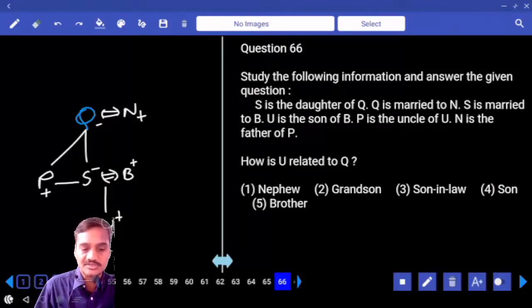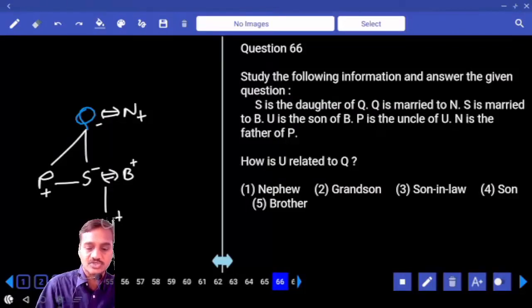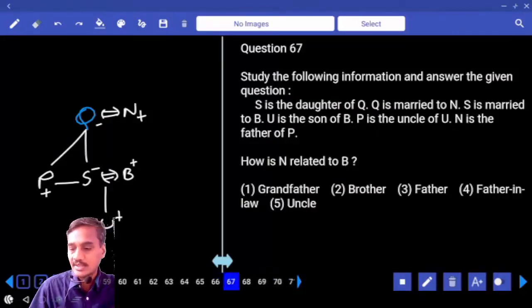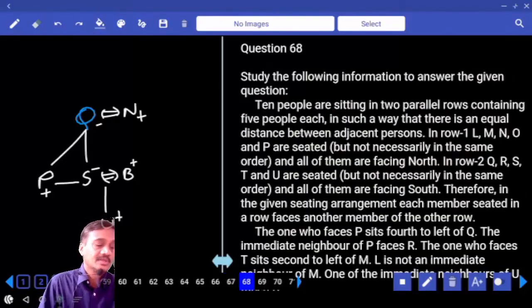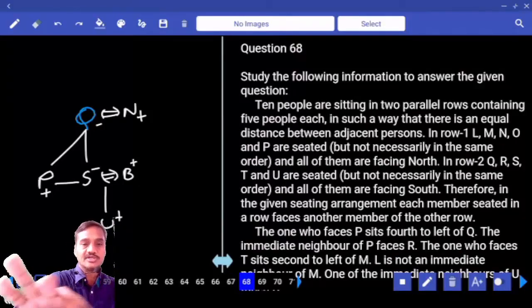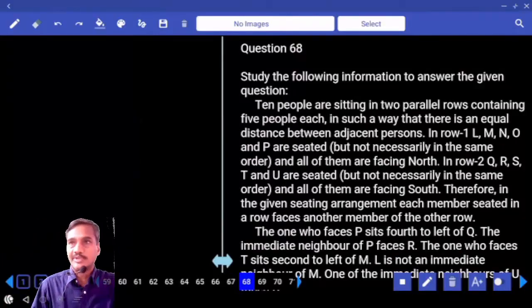Now Q's daughter's son. Daughter's son is grandson. Choice 2, question number 66. And how is N related to B? B's wife's father. Wife's father is father-in-law, choice 4. Spouse's father, father-in-law. Then coming to question number 68 onwards, they are based on parallel rows.